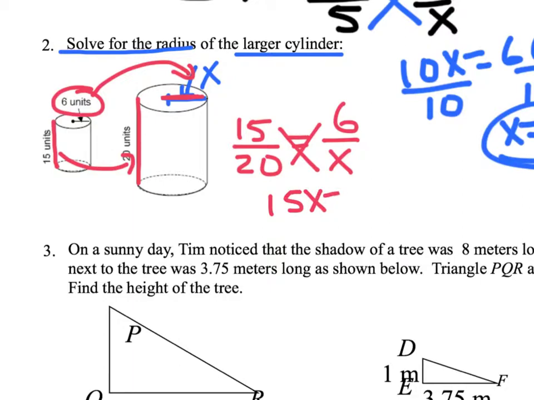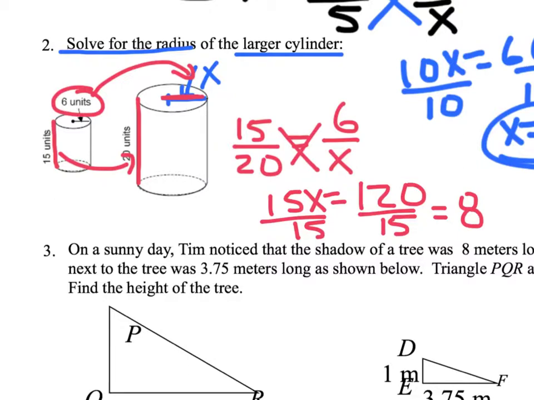15x equals 6 times 20, that's 120. Divide by 15, and 120 divided by 15 is 8. So it would be 8 units in this case. Right, that would be the radius.